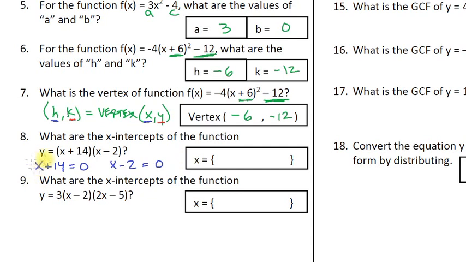Well, this is -14. -14 plus 14 equals 0. And 2 minus 2 equals 0, so 2 is our value of x.